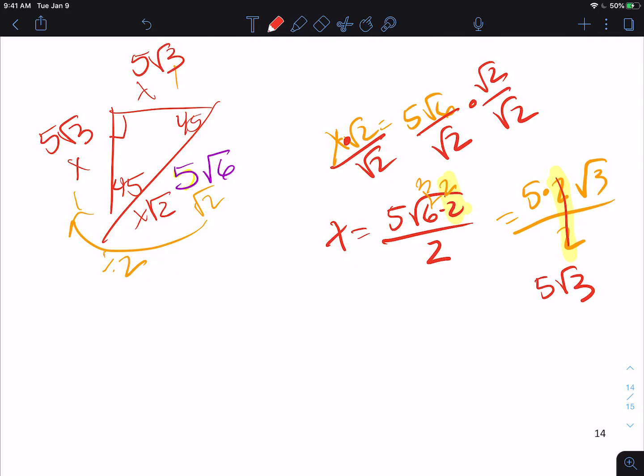So those are your special right triangles that make it quicker to find the sides. And you're finding the exact value of the side, instead of when you use sine, cosine, or tangent, where you would find an approximation.